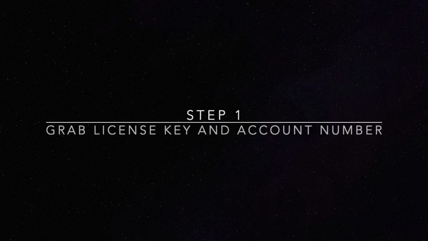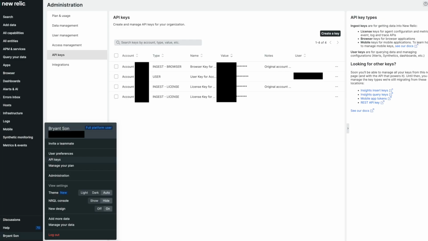Step 1. Grab license key and account number. So here is a view where you can find API keys. When you click your username at the left bottom and click API keys, you'll see this page. There are different types of API keys that are usually provided: license, browser, and mobile.